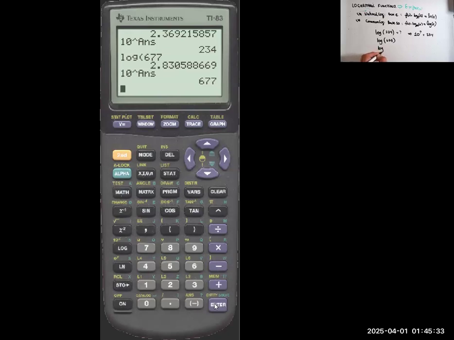If I try log of 2, what answer should I expect? 10 to the 0 is 1, 10 to the 1 is 10. So for 2, yes, it will be 0 point something. Log of 2 is equal to 0.3. Okay.